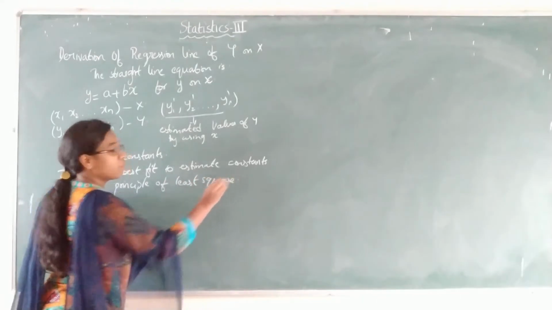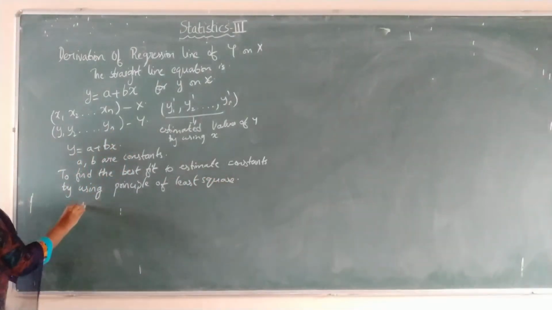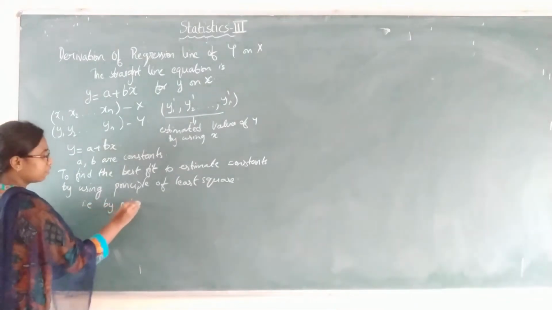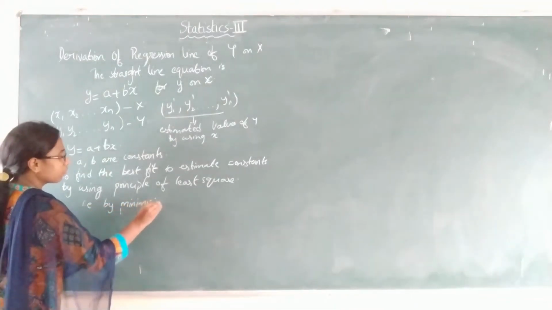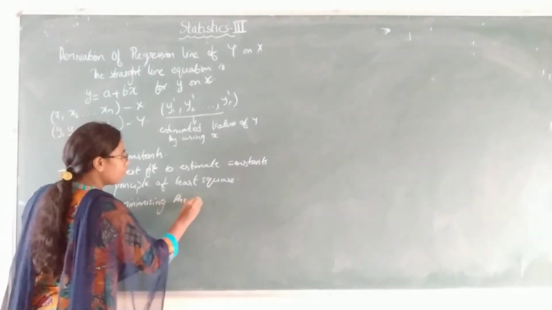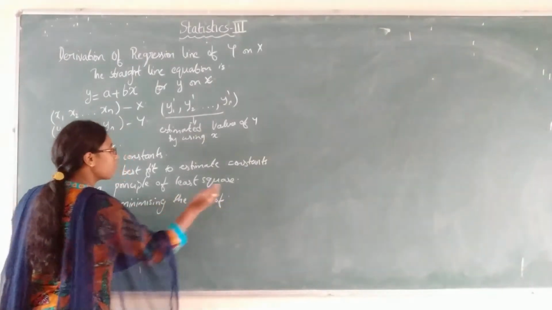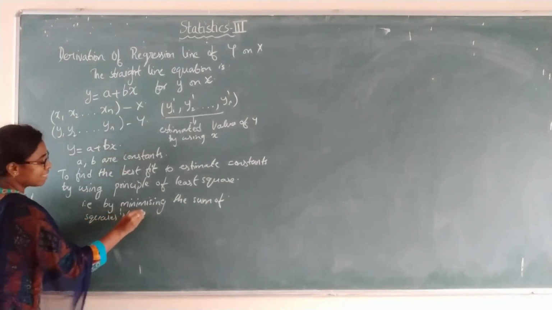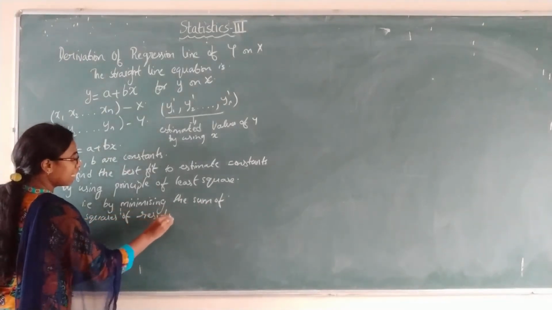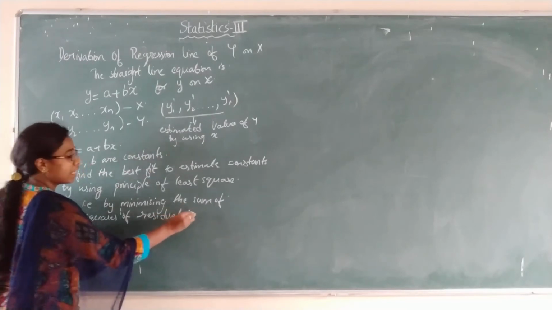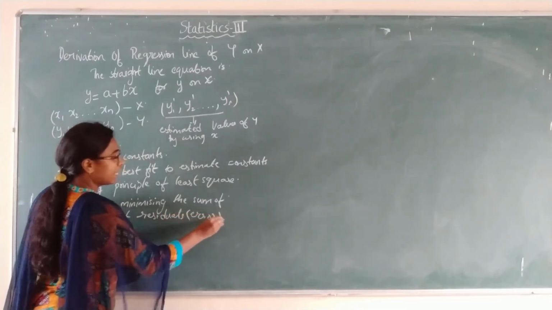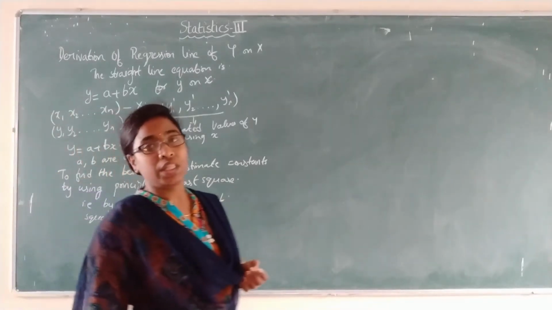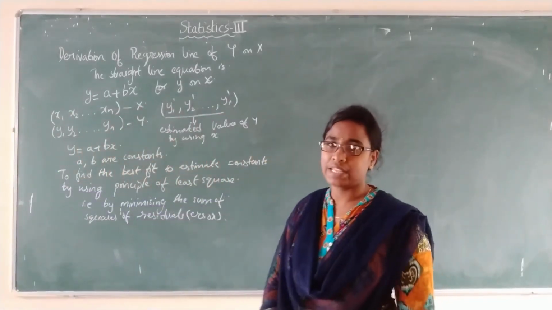So what is the principle of least squares? It is minimizing the sum of squares of residuals. What are residuals? Residuals are nothing but the errors. How will you get the errors? Errors are nothing but the difference between the original values and the expected values.